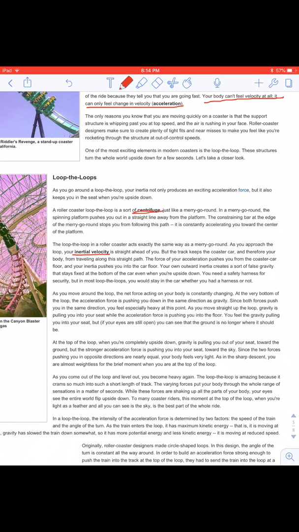As you move around the loop, the net force acting on your body is constantly changing. At the very bottom of the loop, the acceleration force is pushing you down in the same direction as gravity. Since both forces push you in the same direction, you feel especially heavy at this point. As you move straight up the loop, gravity is pulling you into your seat, while the acceleration force is pushing you into the floor. You feel the gravity pulling you into your seat, but if your eyes are still open, you can see that the ground is no longer where it should be.